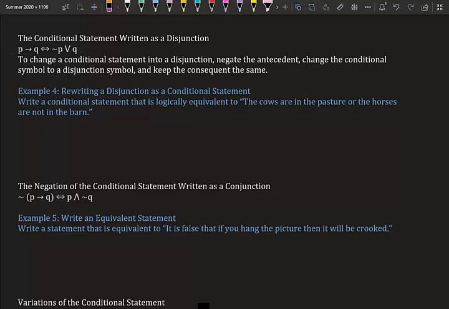So example 4, rewriting a disjunction as a conditional statement. Write a conditional statement that is logically equivalent to the cows are in the pasture or the horses are not in the barn. Just as a reminder, you remember the antecedent? That's the first part of the sentence. That's the P. And to negate it, remember that just means to negate the first part. We change the conditional. So the conditional is here, and we change it to a disjunction symbol. That means or. And we keep the consequent. So remember, the consequent is the second part. That's this, the Q. So we keep it the same.